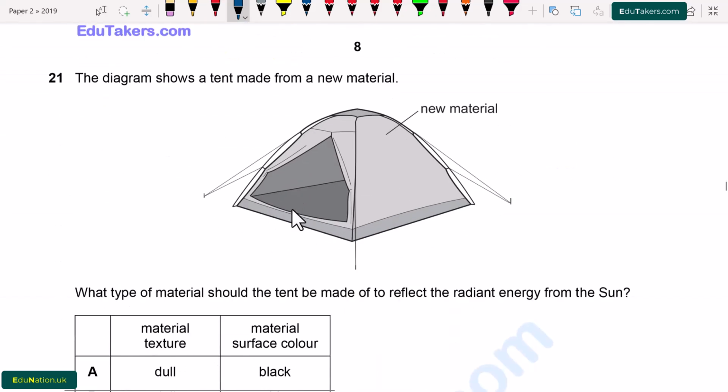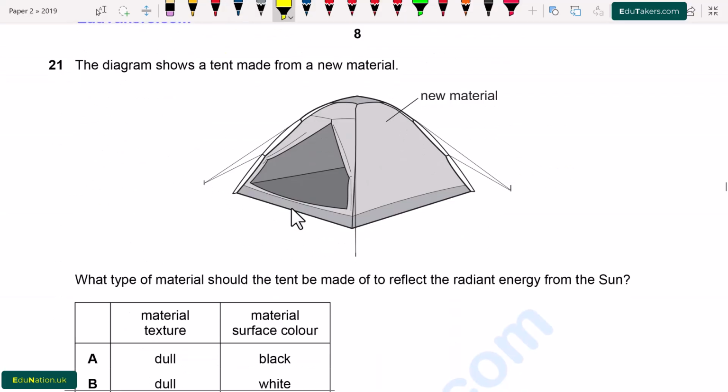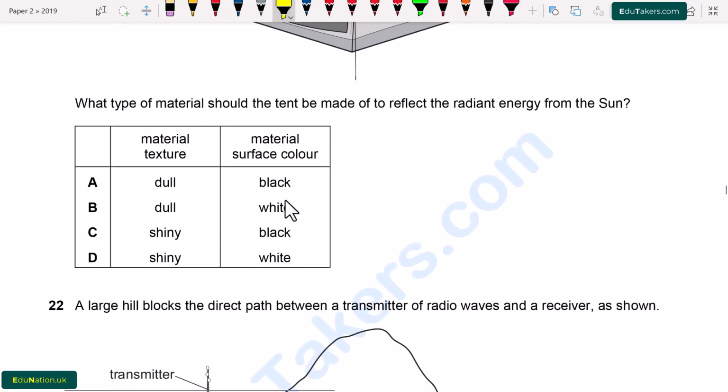Question number 21. The diagram shows a tent made from a new material. There is a tent which is made from the new material. Which type of material should the tent be made of to reflect the radiant energy from the sun? Here we have to reflect all of the radiant energy from the sun. So which material should be used here? Material texture, material surface color. Option A, dull black. B, dull white. C, shiny black. D, shiny white.